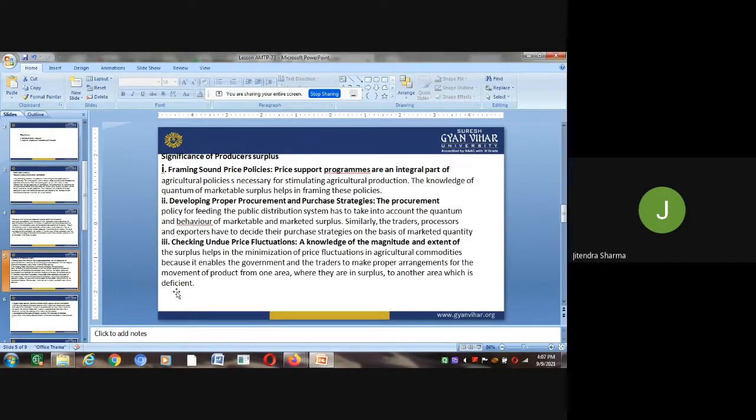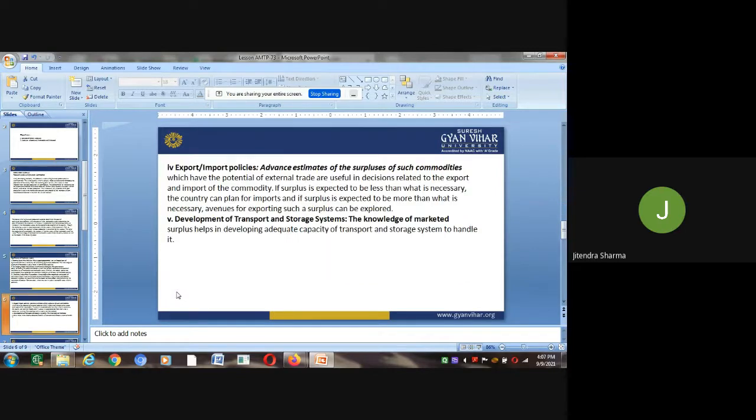The significance of producer surplus, which we have discussed in detail, includes framing a sound price policy and price support programs, which are an integral part of the producer surplus. Developing procurement and purchase strategy is also part of this, along with procurement policy and checking undue price fluctuation. Then there are export-import policies: advanced estimates of the surpluses of commodities which have potential for external trade are useful in decisions related to the export and import of the country's commodities.